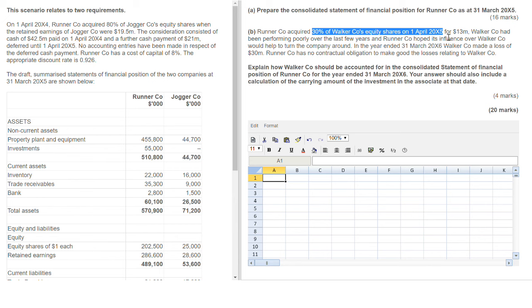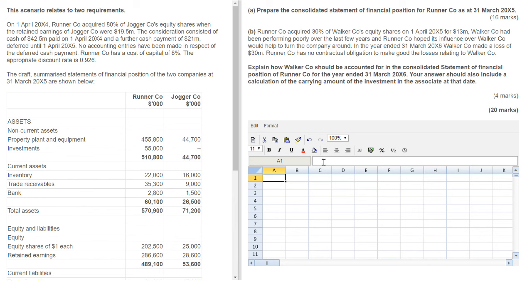Okay. As you read on, Walker had been performing poorly over the last years. Runner hoped that its influence over Walker, so again backing up significant influence, would help turn the company around. And the year ended March 20x6, Walker made a loss. So when we're looking at the investment, we'll be looking at our share of those losses. And it says Runner has no contractual obligation to make good the losses. So we're just going to take our share and not effectively all of those losses. And I think if we did have the contractual obligation to make good the losses, that would more be a strategic business reporting, SBR type question, as opposed to an FR financial reporting question.